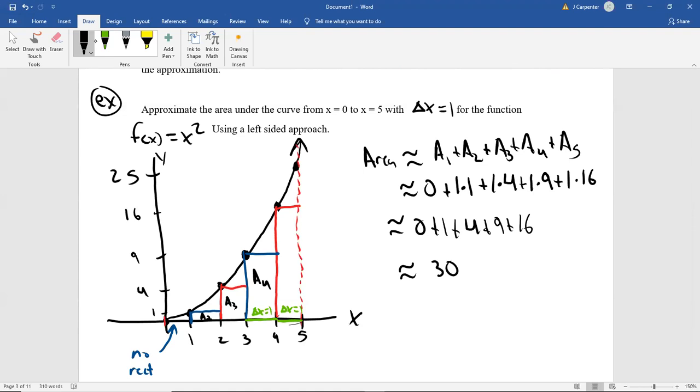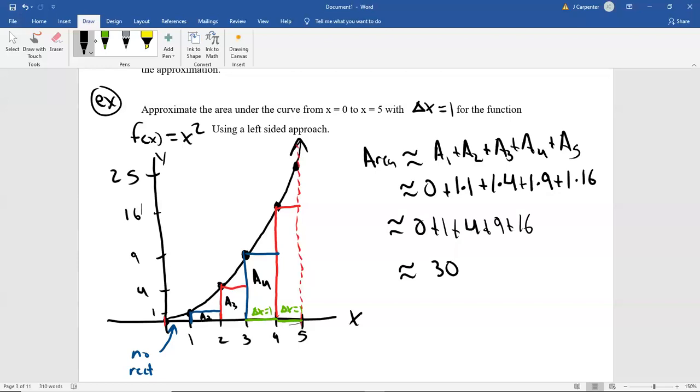Again, this is the approximate area. Is it 30? No. Is it close to 30? Yes. In fact, I'll tell you the exact answer. It would be 41 2/3. So 41 2/3 is kind of close to 30. You know, it's 10 off. That might not make you too happy, and that's because these rectangles are pretty large. If you wanted a better approximation, then you'd use delta x equals maybe a half or 0.1 or 0.001.